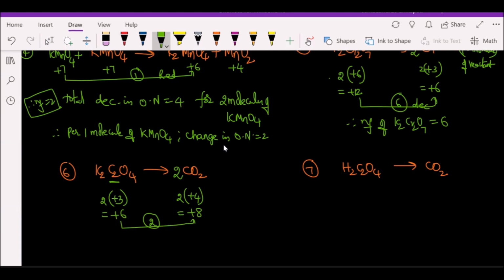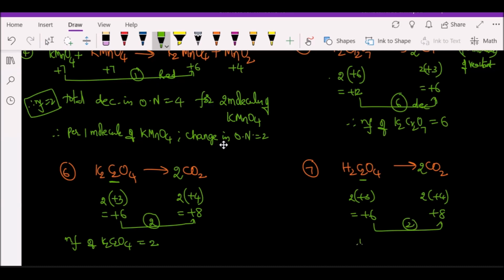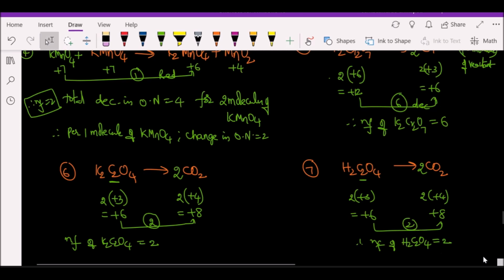Total 1 molecule only, keep in mind, though it is 2 carbons, they totally belong to the same molecule. So N factor of K2C2O4, potassium oxalate, is 2. Same here. Here carbon is undergoing. No hydrogen reaction, no oxygen reaction, only carbon is undergoing. 2 carbons, same, 2 times plus 3 converting to 2 times plus 4. So plus 6 converting to plus 8. So the change in oxidation number is 2. Therefore, the N factor of oxalic acid in redox reactions is 2.